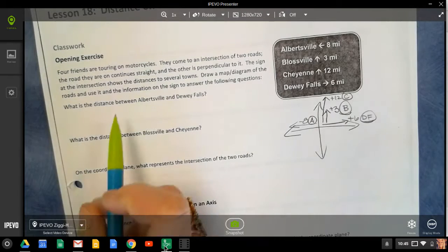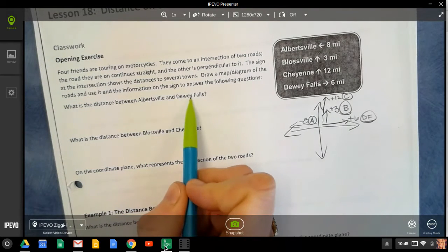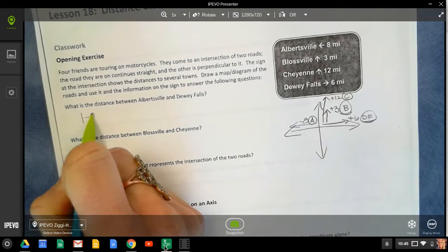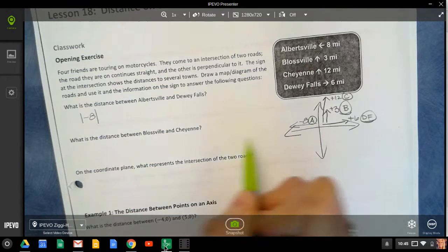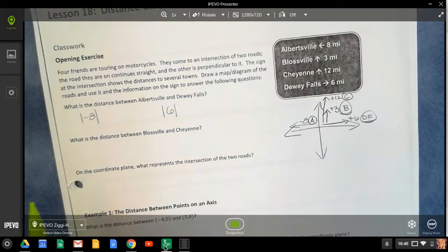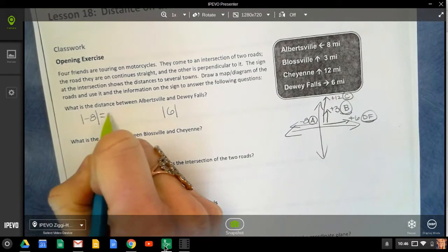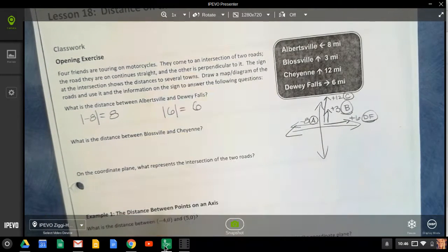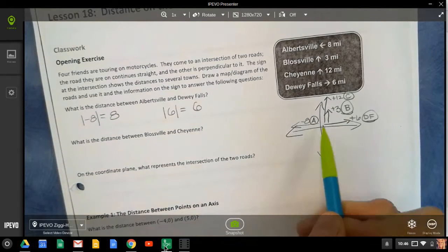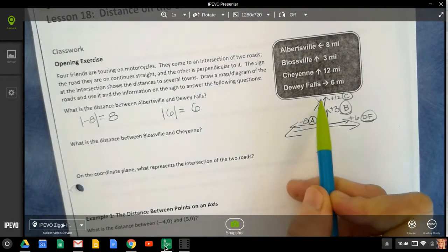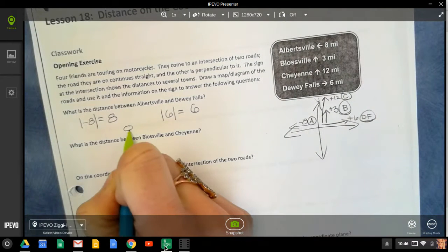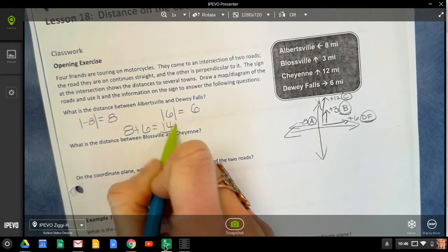Now it says, what is the distance between Albertsville and Dewey Falls? Well, we know that Albertsville is -8 because it's to the left, and we know that Dewey Falls is +6. So really, you can find the absolute values of these 2 distances, which is 8 and 6. And to find the distance between Albertsville and Dewey Falls, since they're on opposite sides of the y-axis, one is this way and one is this way, you would add to get their total distance, which gives you 14.